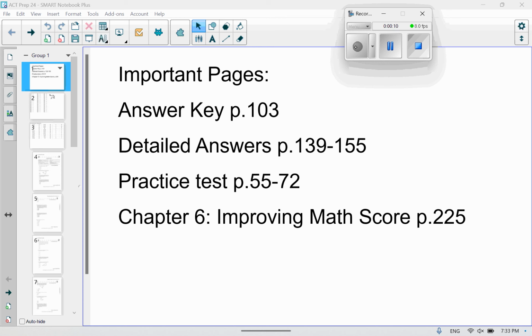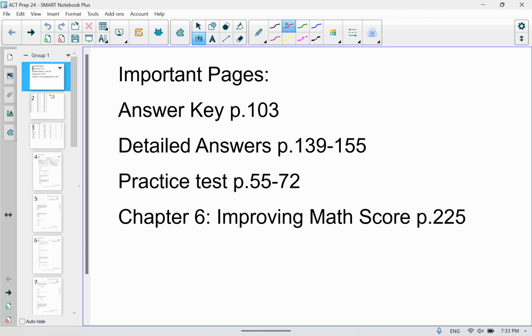So some important pages to note. The answer key will be on page 103 of your ACT Prep book. The detailed answers will be pages 139 to 155. The practice test we're going to be taking today is practice test 1. That is pages 55 to 72.